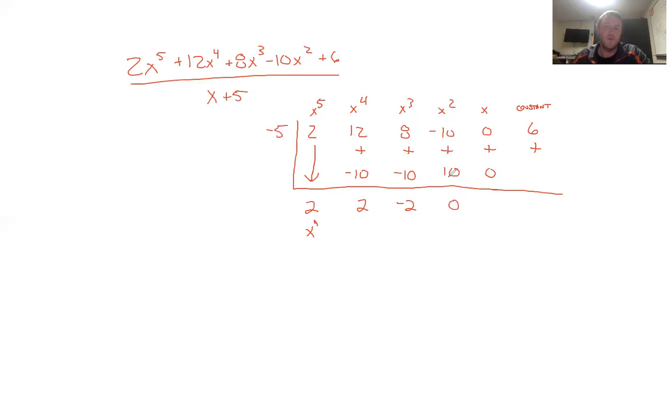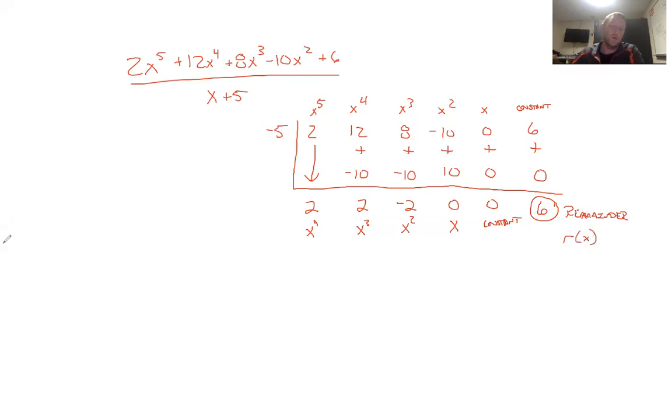2, negative 10, negative 2, 10, 0, 0, right? Because 0 times negative 5 is 0. 0 plus 0 is 0. 0 times negative 5, again, is 0. And 6 plus 0 is 6. Okay, so this was x to the 4th. This is x cubed. This is x squared. This is x. This is now your constant. And then this is your remainder. Okay, so this is your r of x.